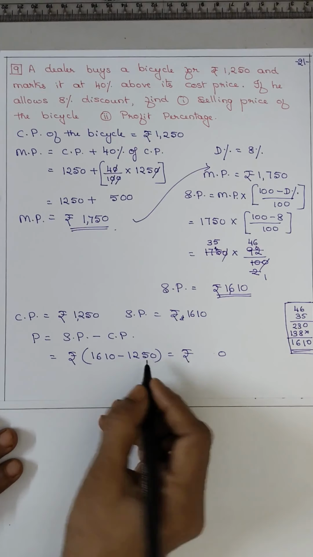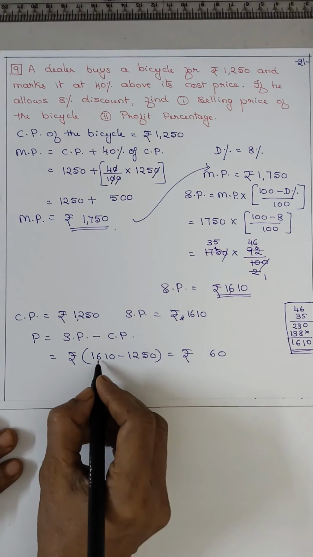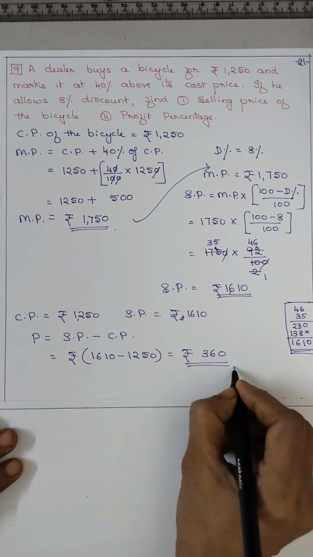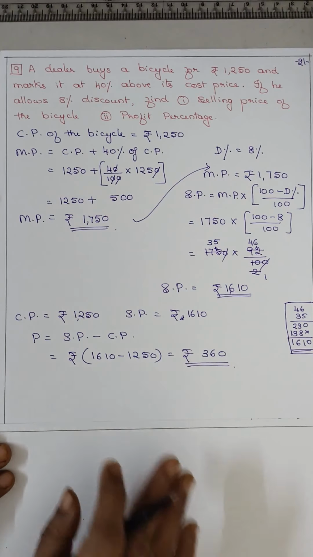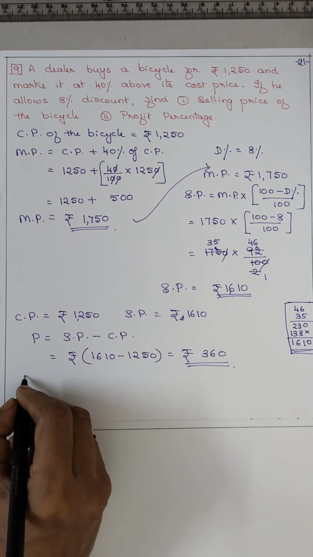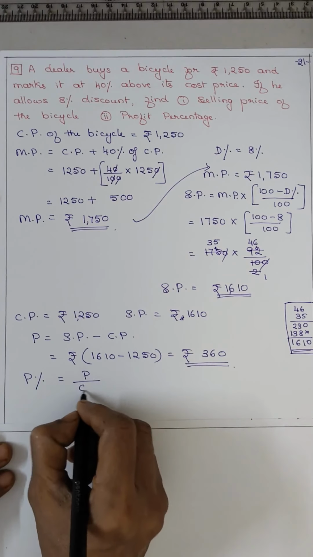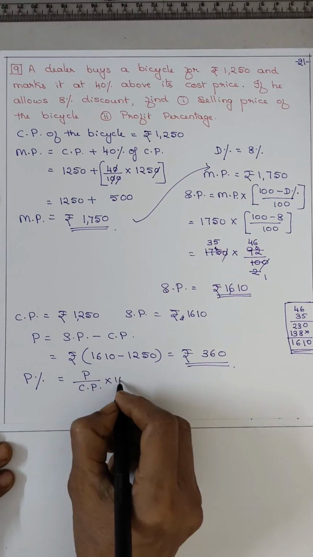11 minus 5, 6. Now here 5 is remaining. 5 minus 2 is 3. 1 minus 1 is 0. So now you got the profit. Now find out profit percent. Profit upon CP into 100.